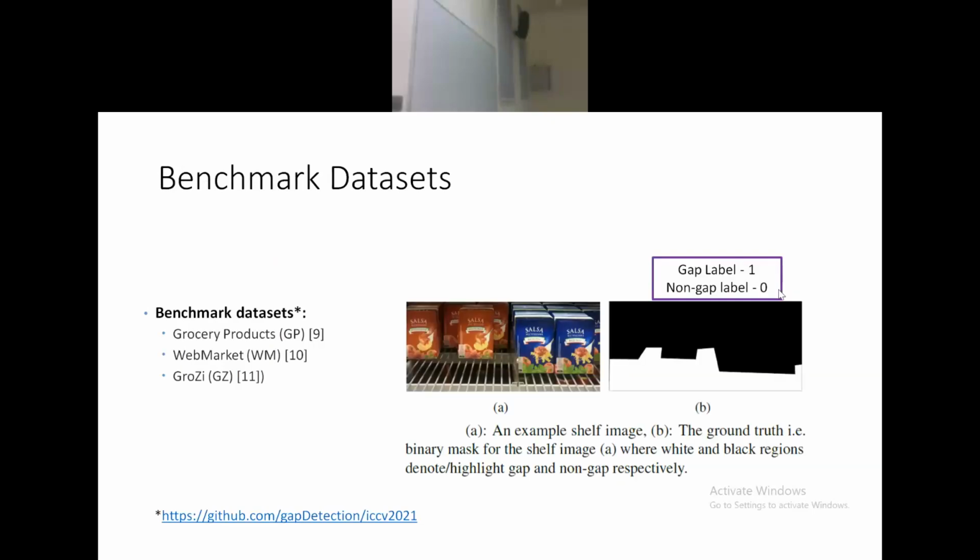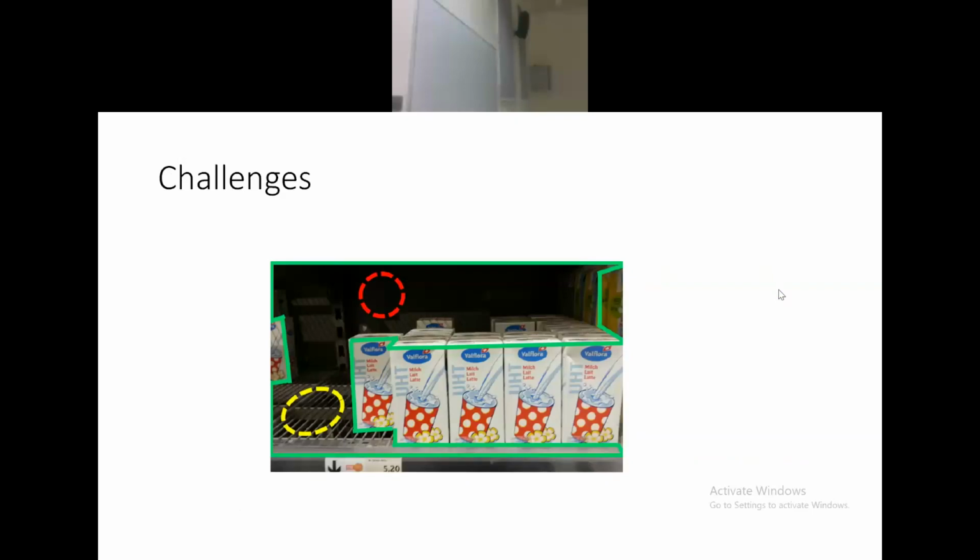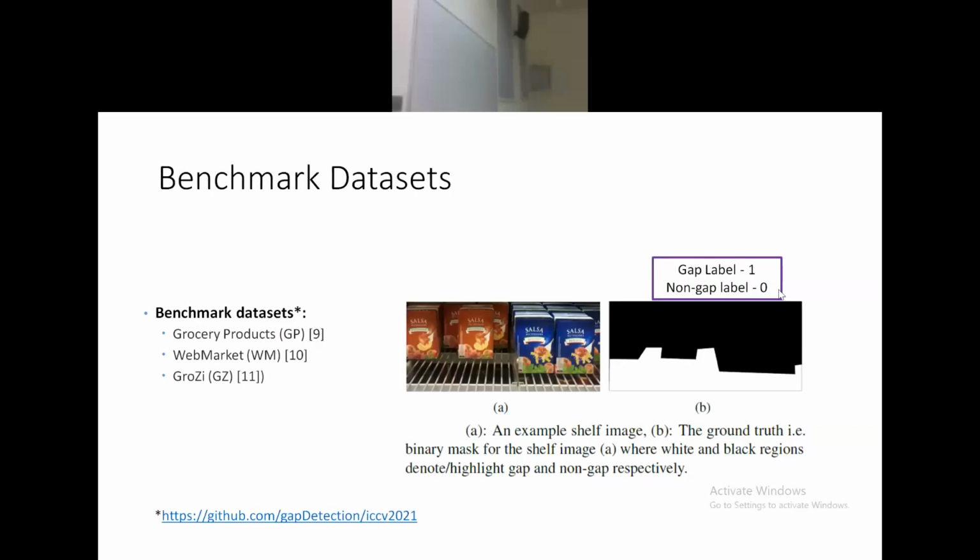So anyway, that's the ground truth gap and non-gap region. There are confusions about gap and non-gap. For example, here it's not exactly a gap. This is a shadow of the product on the other side. It's almost impossible to recognize. No way to recognize. But we have taken that out as a ground truth from the training scenario.